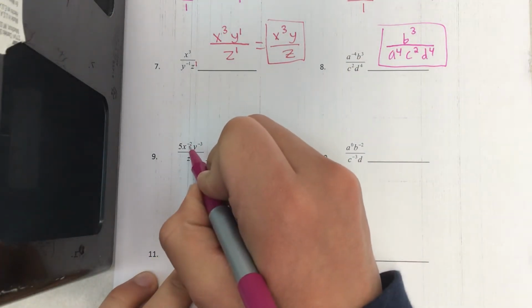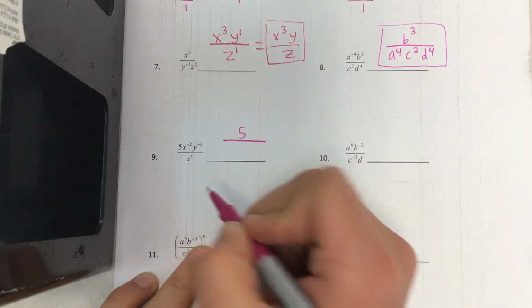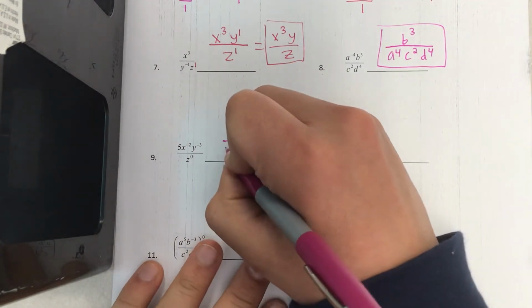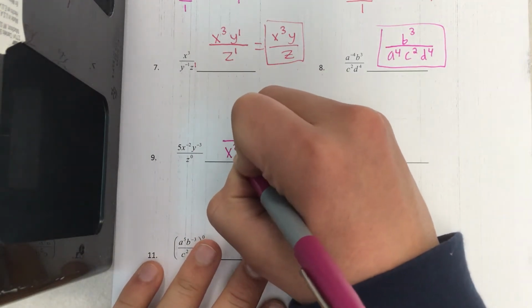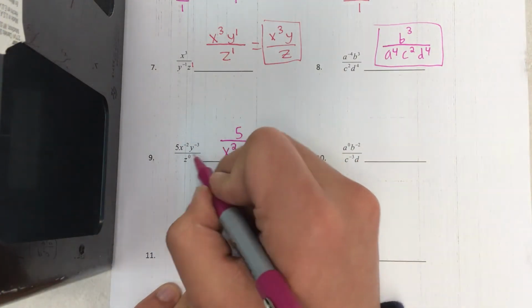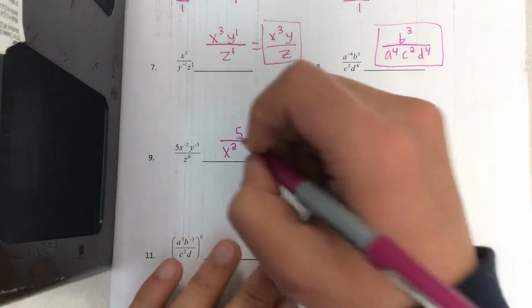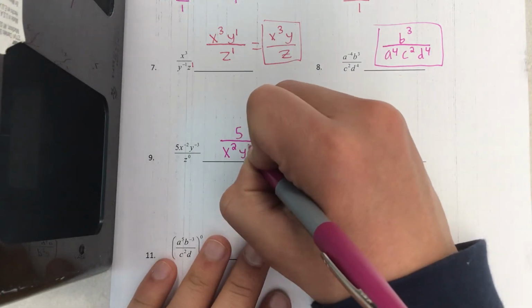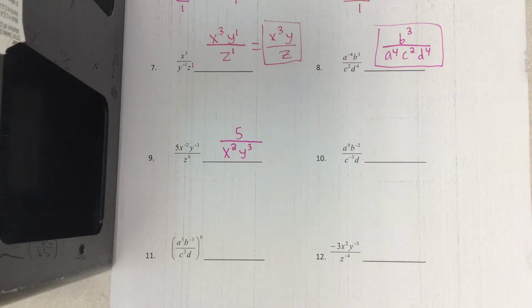X to the negative second power, it's a negative exponent. It's got to move. So x to the negative second goes to the denominator, changes to positive, okay? Y to the negative 3, it's a negative exponent. It's got to move. So we move it to the denominator, make it positive, okay?